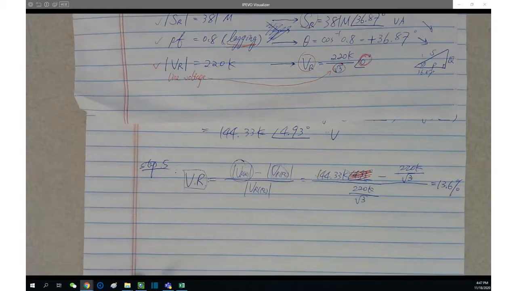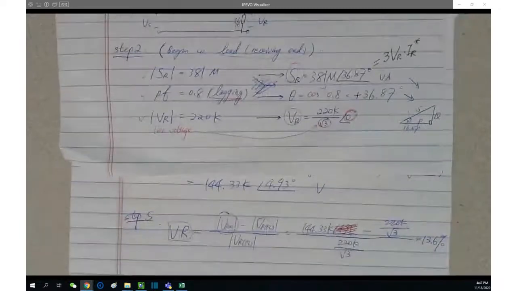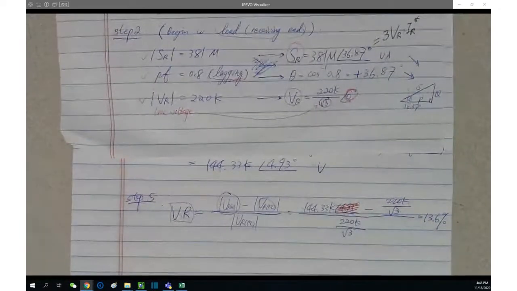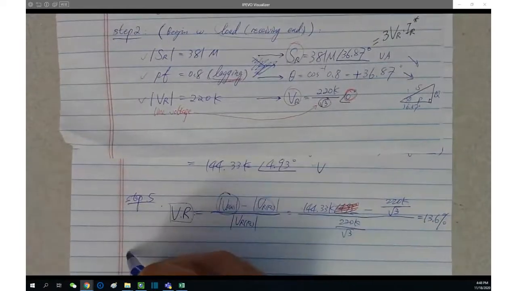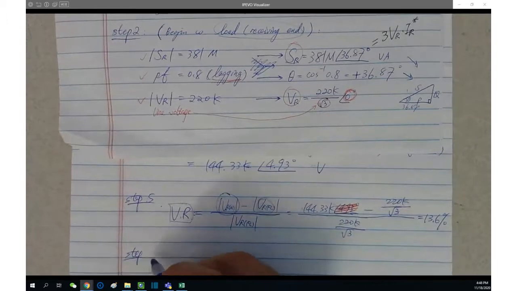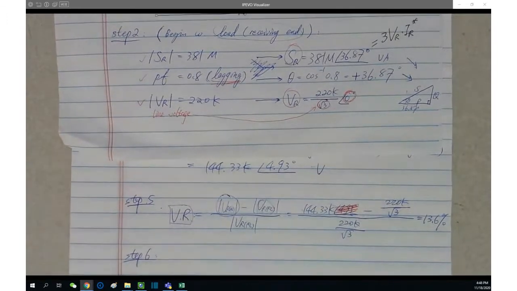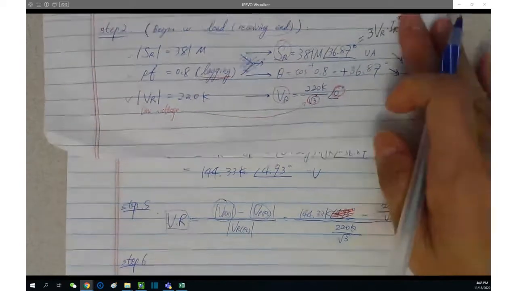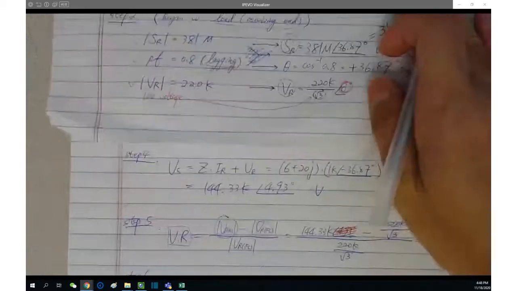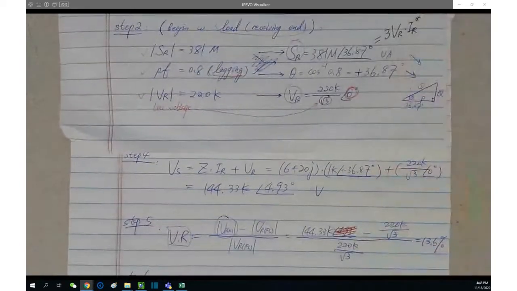If these are clear, let's do the very last one, finding the efficiency. I leave this part to you guys. Try it out. Find the efficiency.